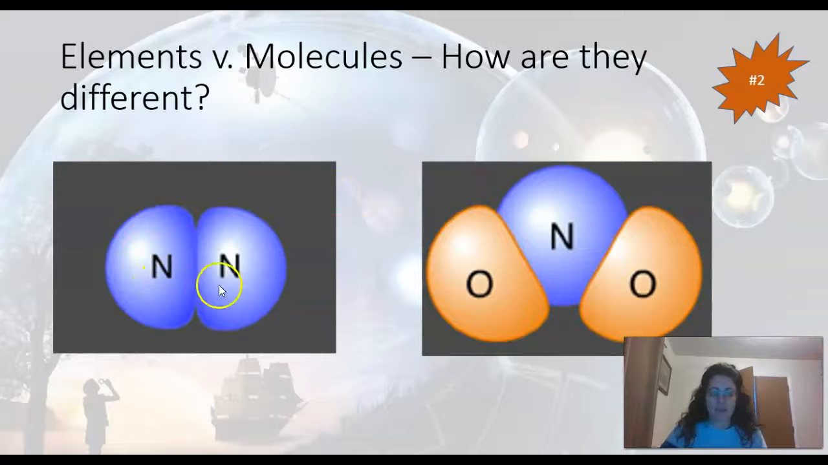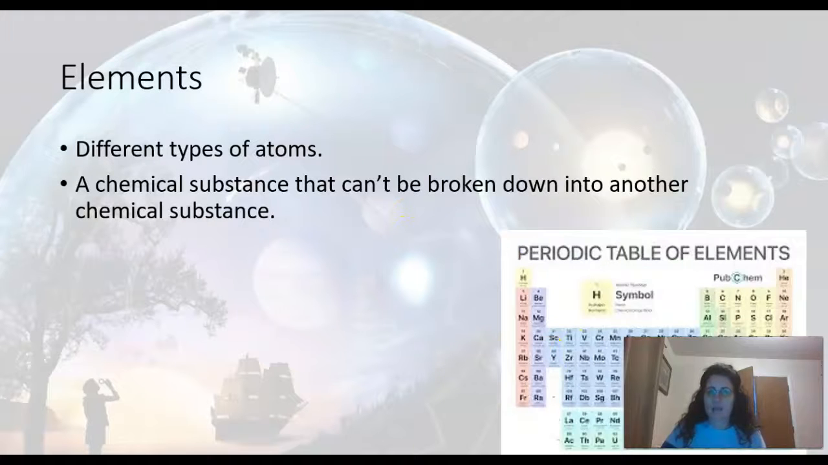This is two of the same kind, same shape, same color. This molecule right here, they're not all the same kind. So this is an element, this is a molecule. In elements, each element has its own different type of atom. They are chemical substances that cannot be broken down any further. This is as low as it can go, the element level.